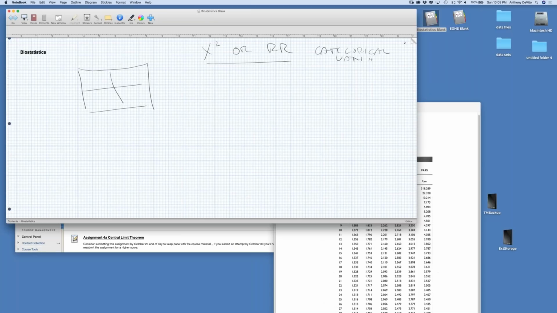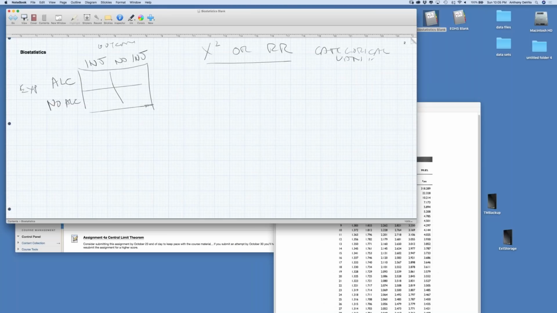Okay, and when we're dealing with categorical variables, often one of them may be an exposure, the other one might be an outcome, like a disease. So let's say the exposure is excessive alcohol consumption, and no exposure is no alcohol consumption. And the outcome is, let's say, an injury or no injury.